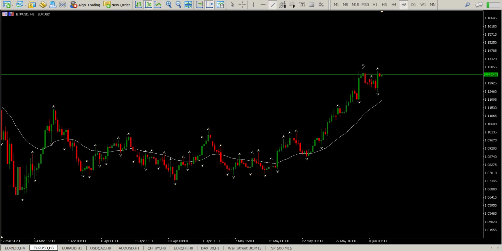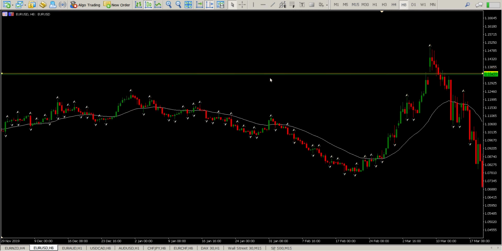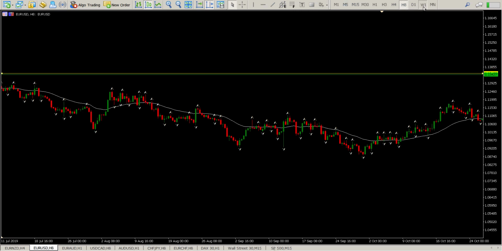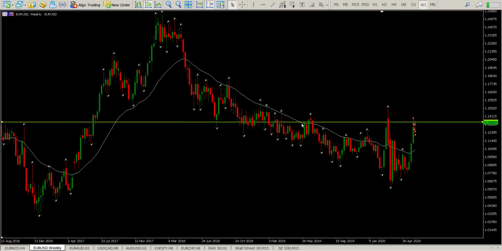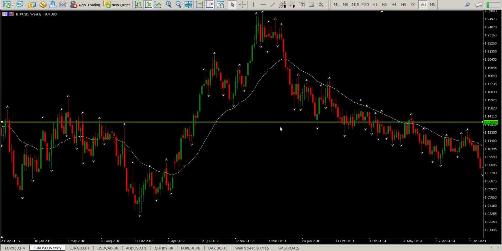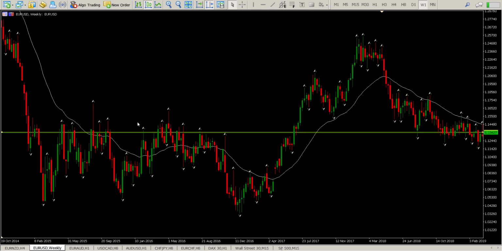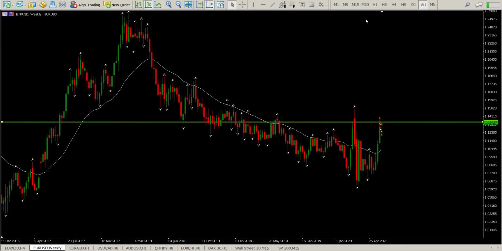So let's just get the flag first. There's the top of the flag. There is the bottom of the flag. And again, we are on a level. Okay, remember there's a massive level here that we are on. Let's go to the weekly quickly. And you'll see it's not exact, but you can see all the interaction around this area of 11350. Okay, so 11350 is pretty much the area that we're in at the moment.